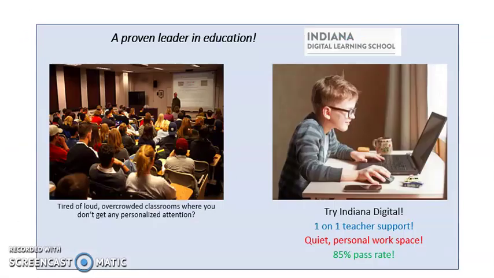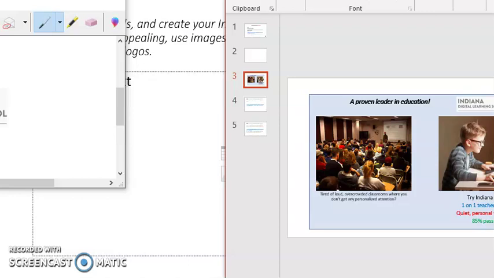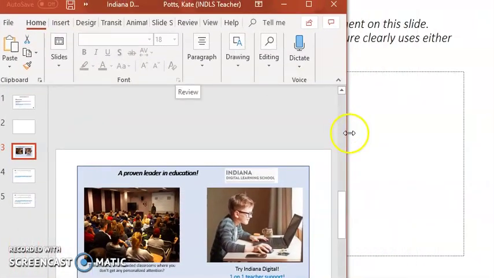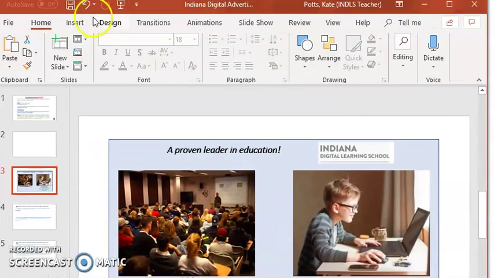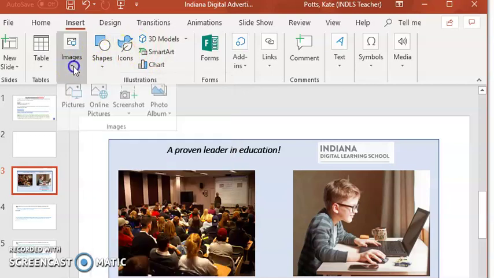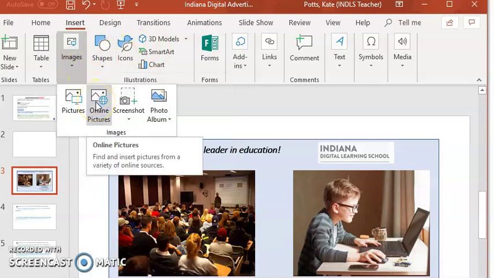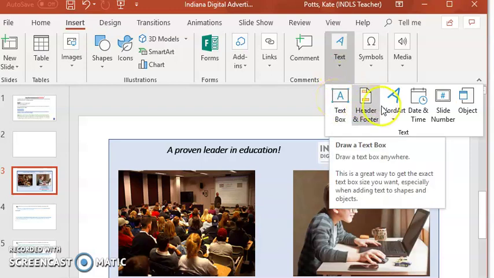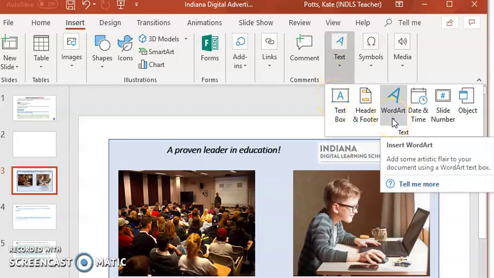I do want to encourage you guys when you're making your advertisement to explore PowerPoint. Try all of the different tabs at the top. See what PowerPoint does. You can insert shapes. Practice inserting shapes. You can insert images. You can find images online that they will insert to your PowerPoint. You can change your text. You can put a text box. You can use what's called word art.